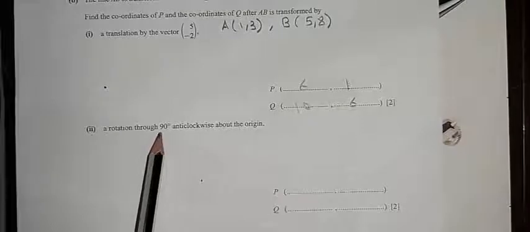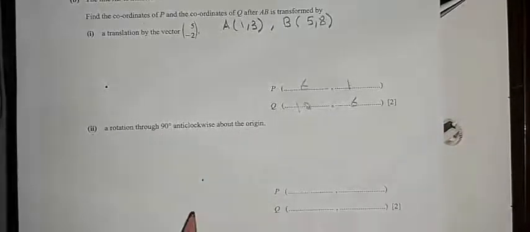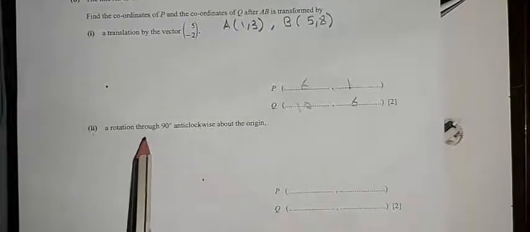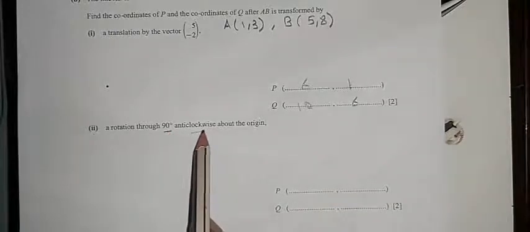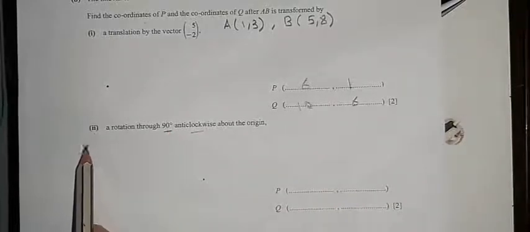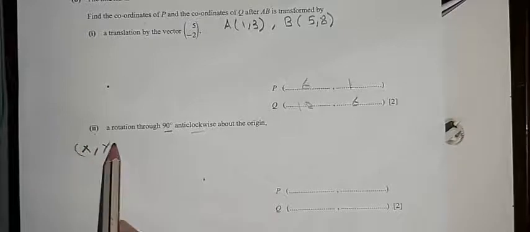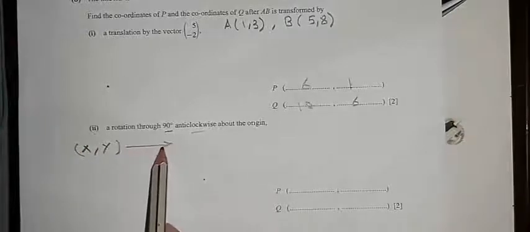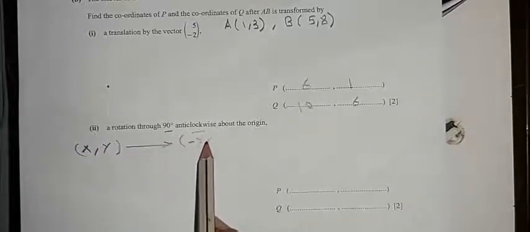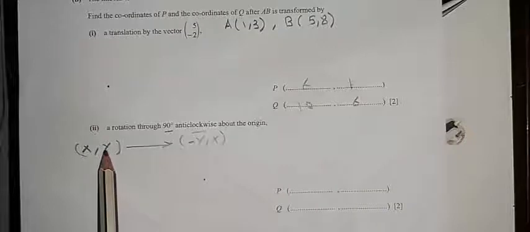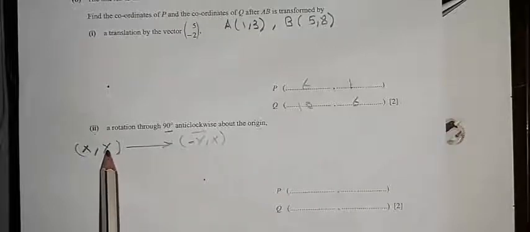A rotation through 90 degrees anticlockwise about the origin. For the rotation by 90 degrees anticlockwise, if you have any point (x, y), this rotation makes it (-y, x). So we need to bring the last number to the position of the first number with the inverse sign.